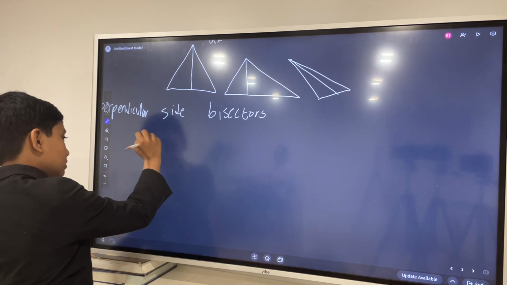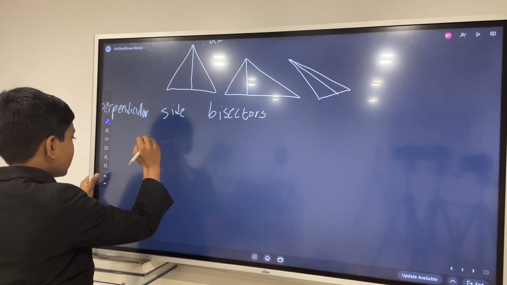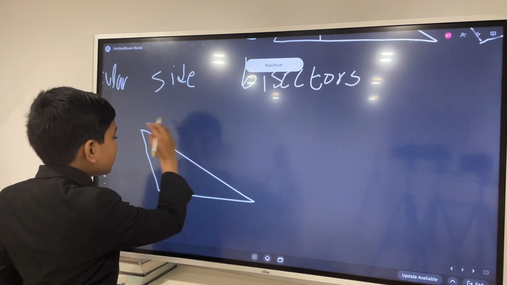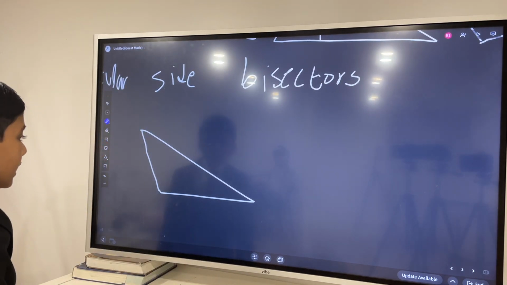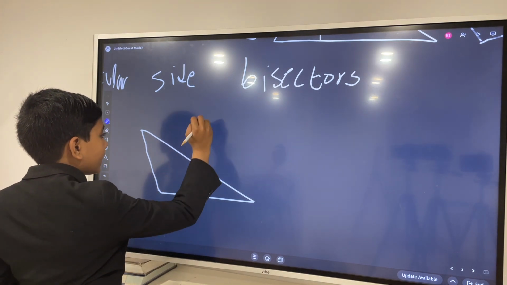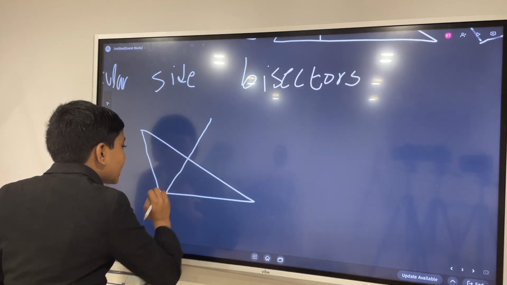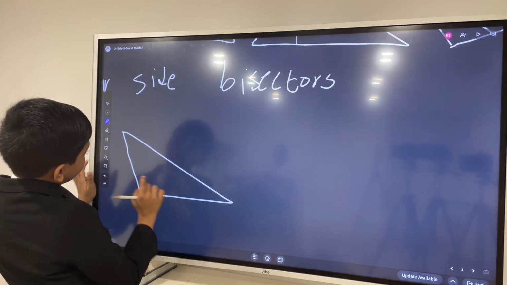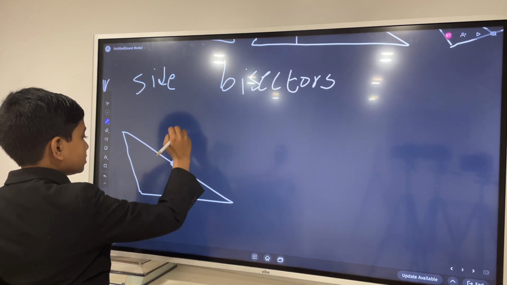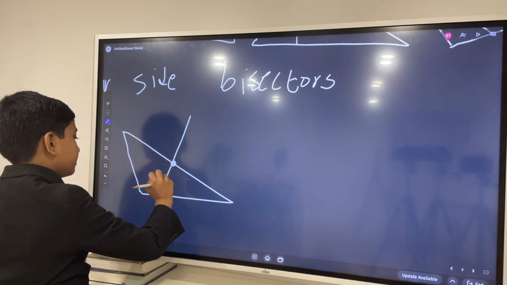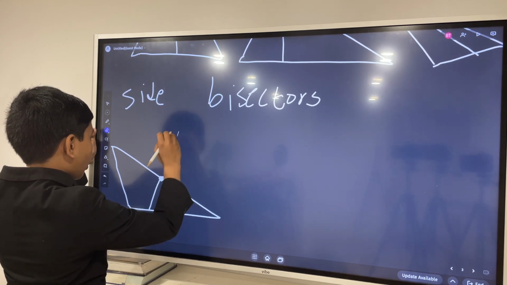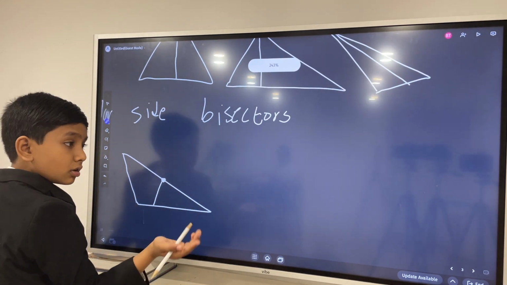It's simple. Perpendicular side bisectors is when, say, you have a side, like this one, for example, and you draw a perpendicular line to it. And that line perfectly bisects the side. So how would we bisect this? Yeah, I would say over here. So the line perfectly bisects it. So, this would be called an angle bisector.